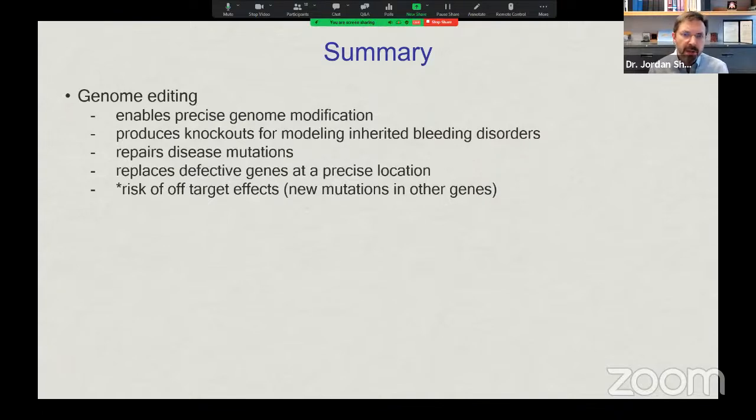But what we haven't been as successful in is being able to prevent their promiscuity. So they will still hit other sites of the genome. And we can quantify those effects, but we don't know as well how to prevent that. And this can cause new mutations in other genes that can have side effects for gene therapy that could be problematic. So this is something that's always on the mind of people doing gene therapy.